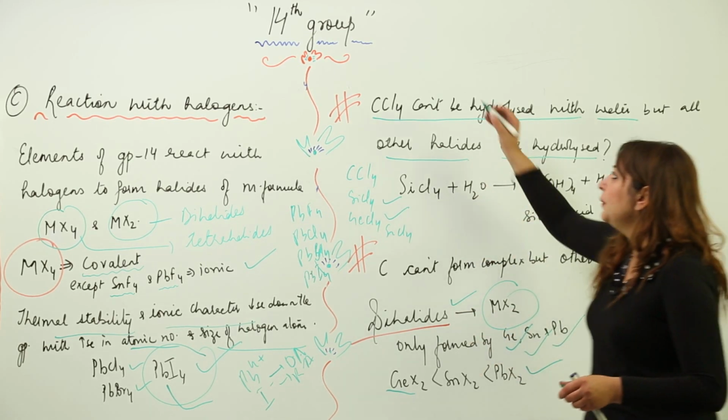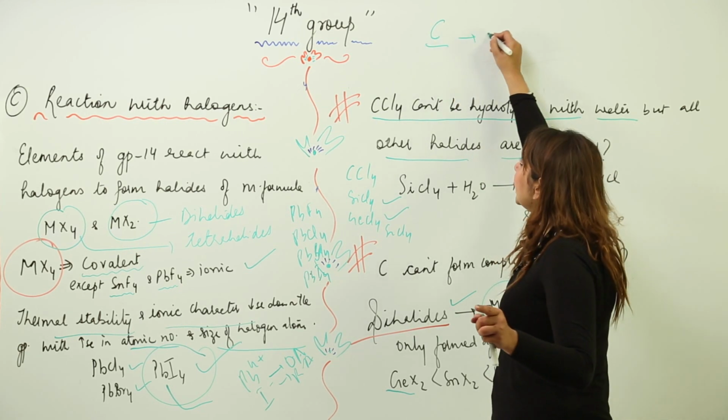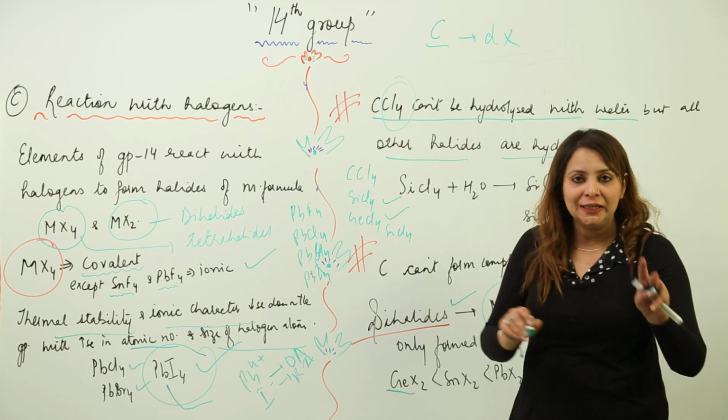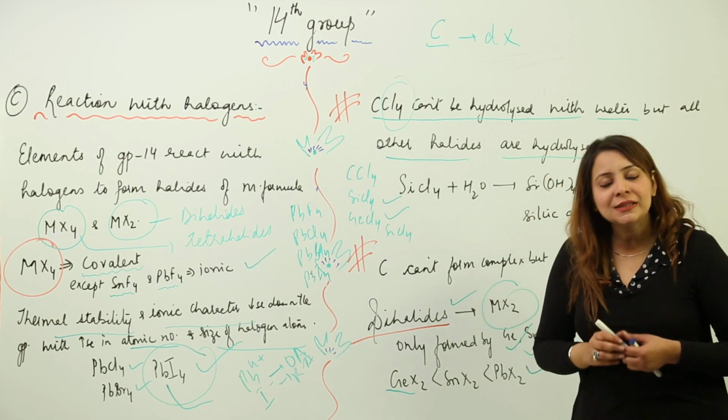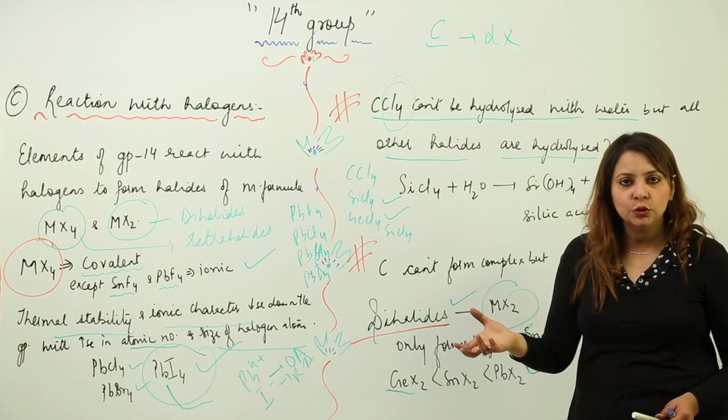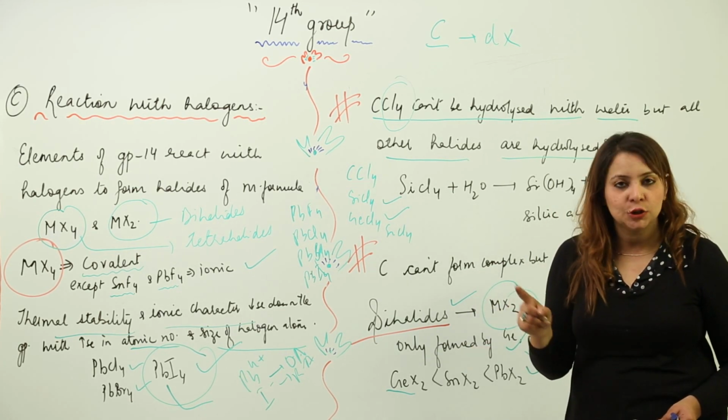As we know, carbon is very small and it is lacking d orbitals, no d orbital is there, and it is already holding 4 chlorines. So due to small size and lack of d orbitals, it cannot hold more water molecules. That is the reason it can't be hydrolyzed.